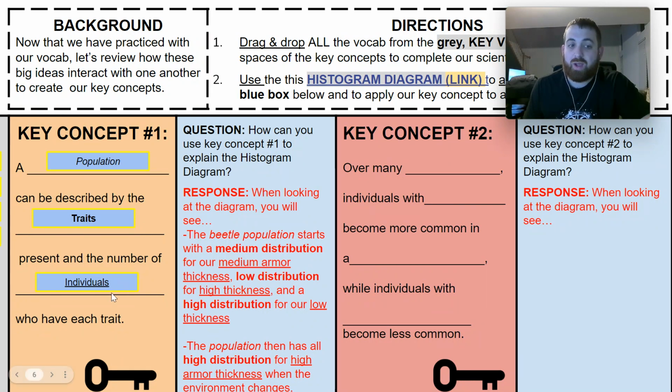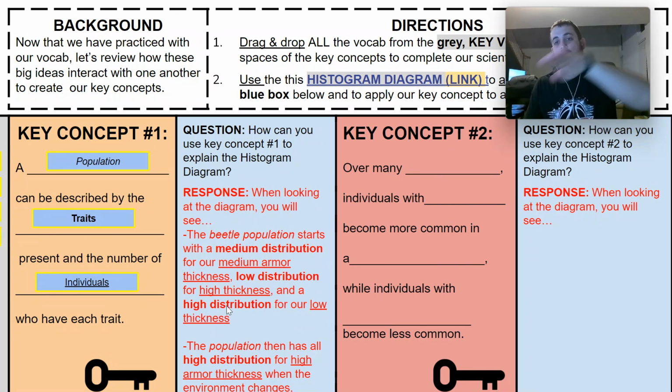So we're looking at what kind of individuals we have with those traits, and we had a medium distribution, so that's how we know the number of traits. We also had a low distribution of high thickness and a high distribution of low thickness. So that's why we had that downward trend with our data in that histogram.